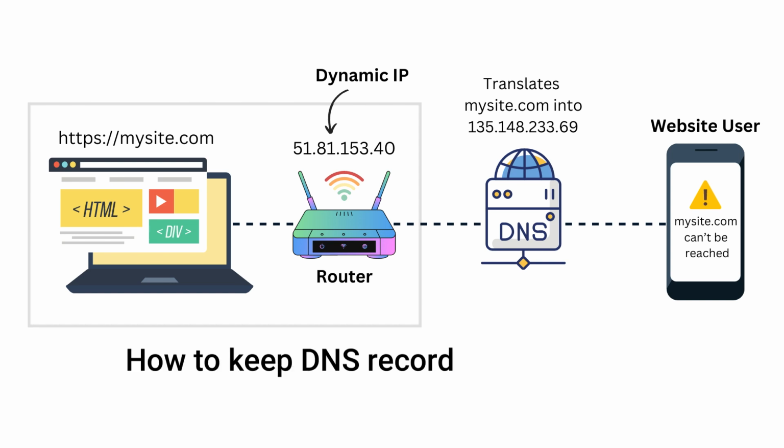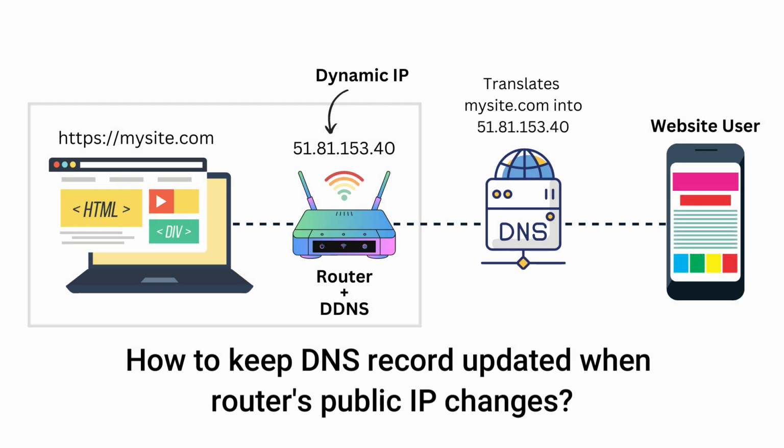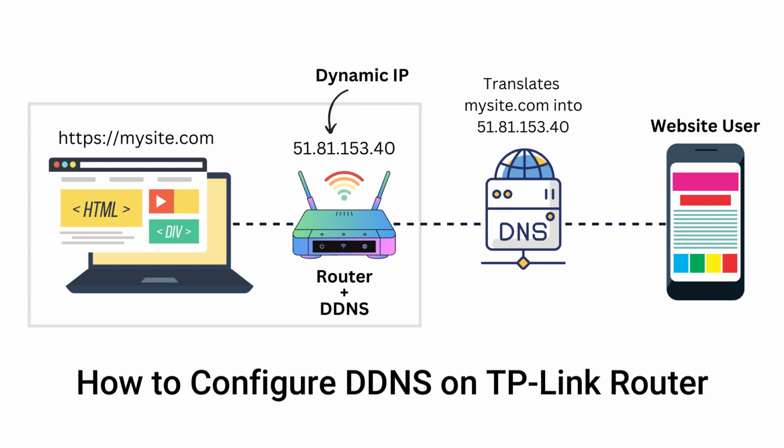So, how do you keep your DNS record updated when your public IP address changes? To solve this issue, we have to set up a DDNS or Dynamic DNS service on the router. In this video, I'll show you how to configure DDNS on a TP-Link router.